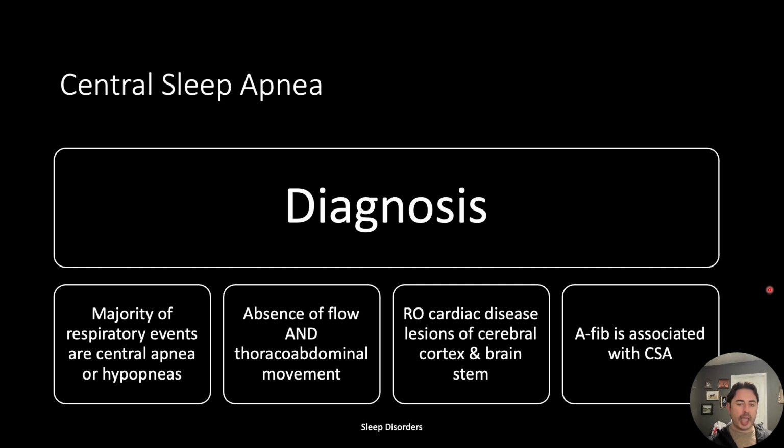But when we have these patients that have central sleep apnea, we need to rule out any cardiac disease or lesions in the cerebral cortex and/or abnormalities in the brainstem. And when we look at these guys, if there is cardiac disease or cerebral disorders, then that is what needs to be treated and not necessarily the central sleep apnea. We have to make sure that we are focusing on treating the cause and not only the symptoms. But a lot of times we have patients that have AFib, and AFib is associated with the central sleep apnea.